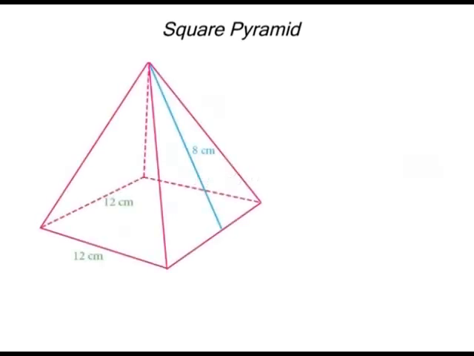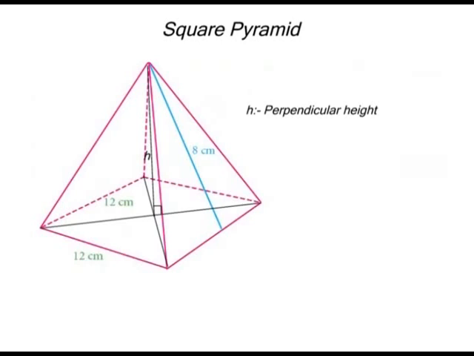Next, solid pyramid. This is a square pyramid, square because the base is a square of sides 12 centimeters. The other surfaces of a pyramid are always isosceles triangles. The distance from the center of the base to the apex is called the perpendicular height.